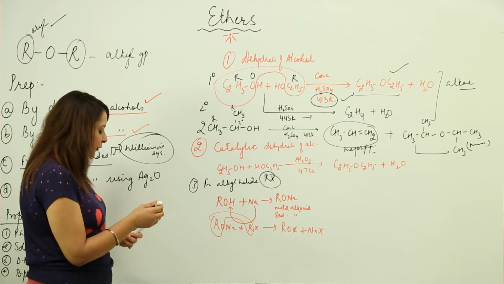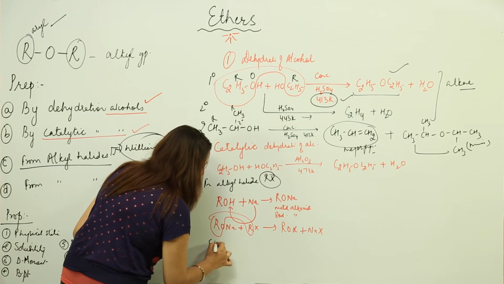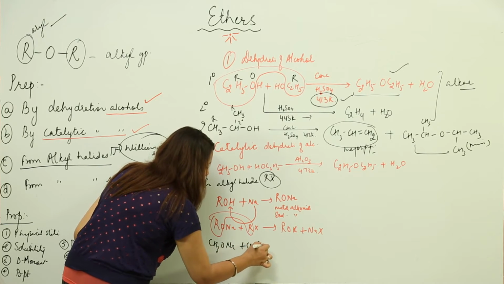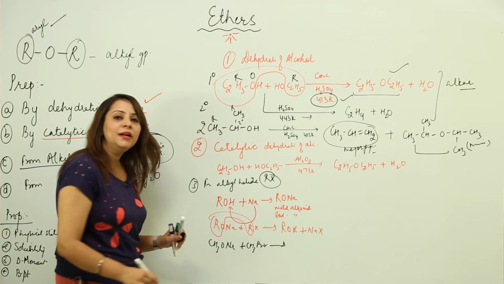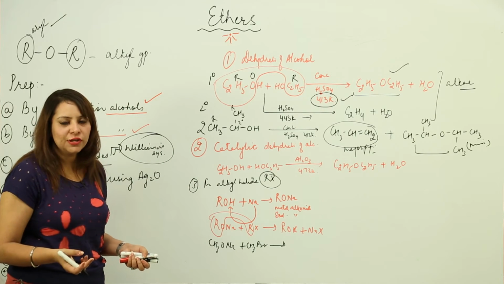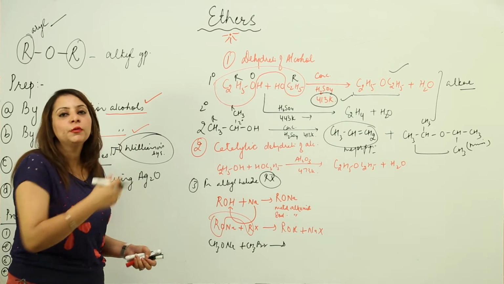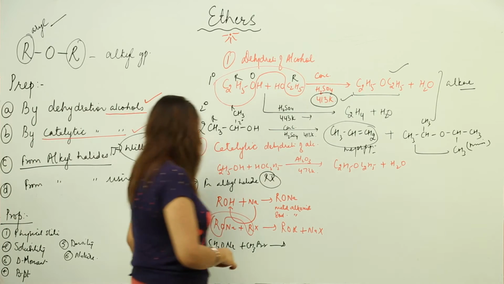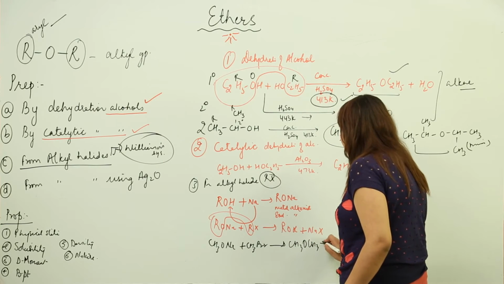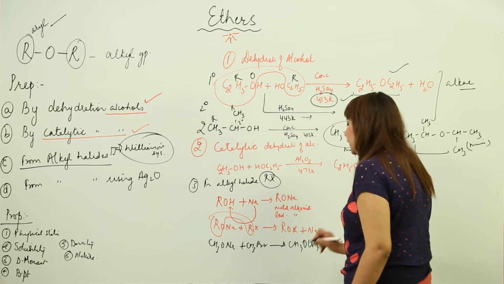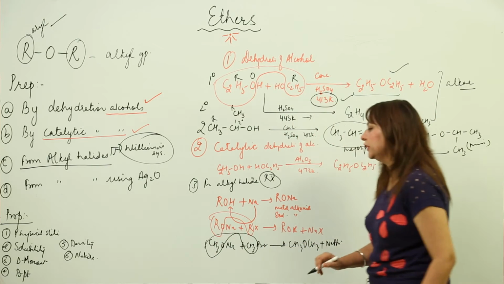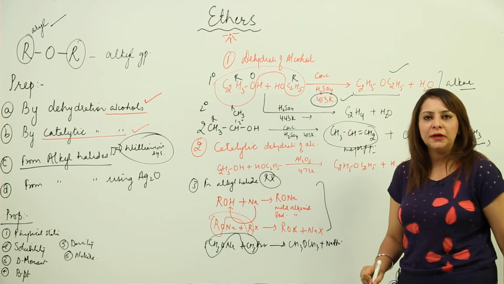Let us take an example for it. Let's say we have CH3ONa, and here I have CH3Br. Particularly in this reaction, methyl bromide and methyl iodide are generally preferred because the bond between them is comparatively weak. So it will form CH3OCH3, and along with that you will get NaBr. The reaction will happen the same way I told you. So this reaction is called Williamson synthesis.